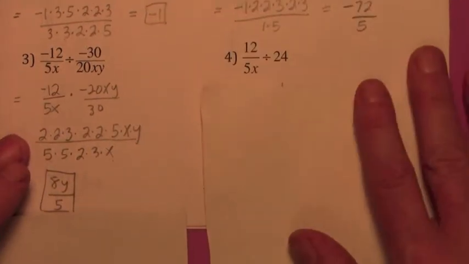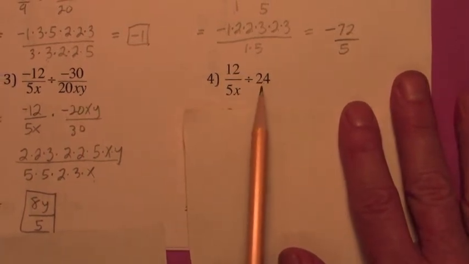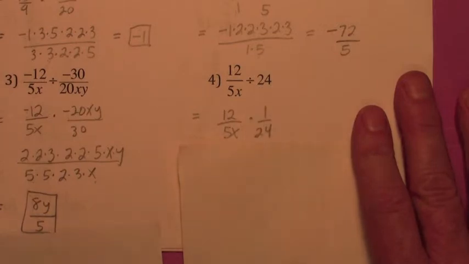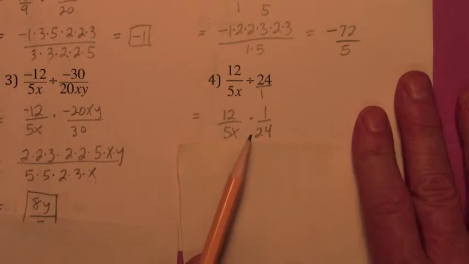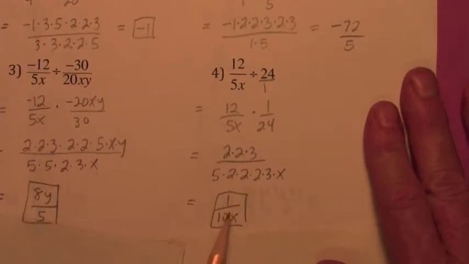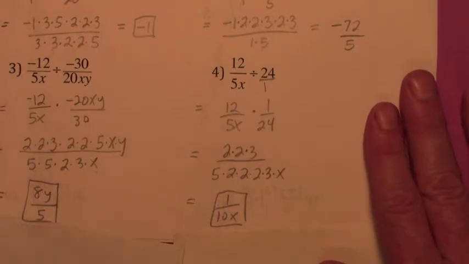Alright, let's do a couple more, then I'll give you some to try. This one, what's the trick here? The trick here is, think of this as 24 over 1, right? So when you change it to a multiplication problem, it becomes 1 over 24. Then you just start to factor everything. And when I simplify it, again, check me on that, I believe everything cancels from the top. You have a 1 left, remember? When everything cancels, you still have a 1 there. And you have a 10x on the bottom.